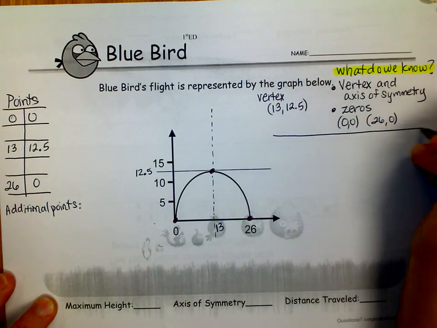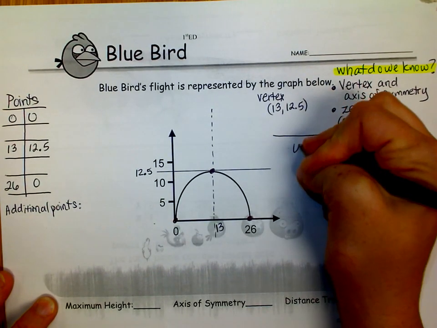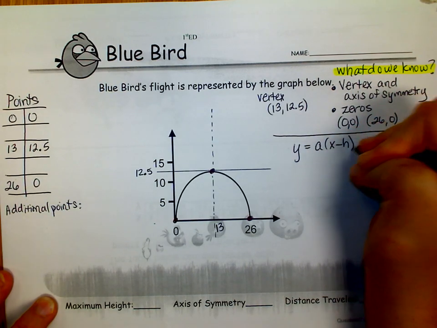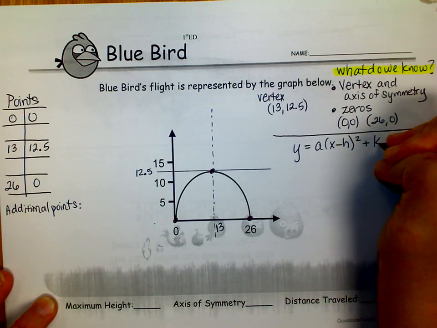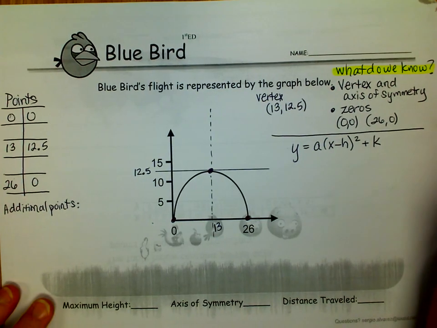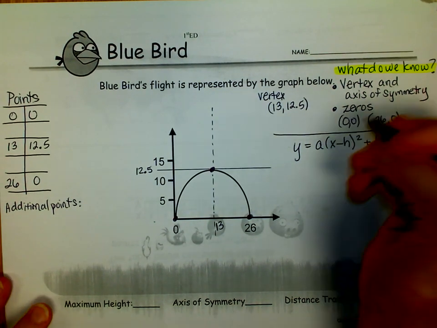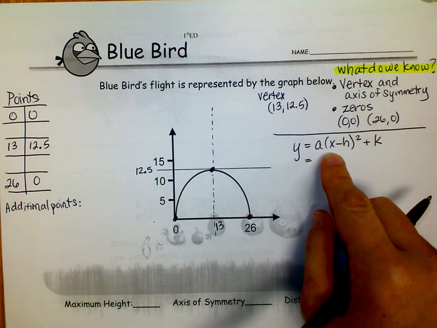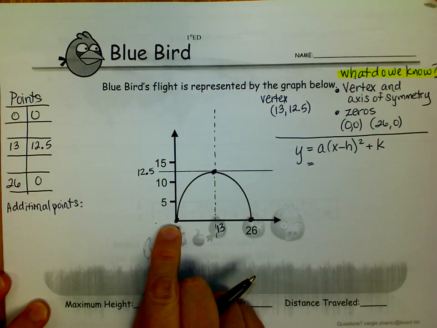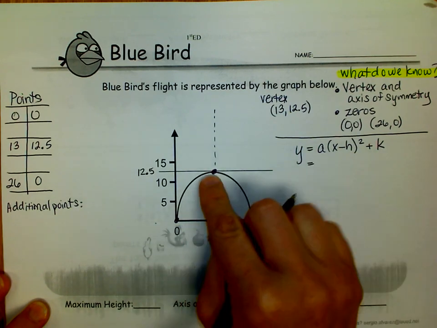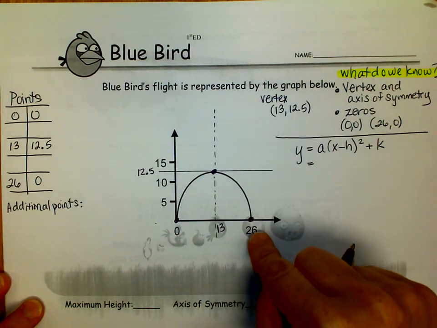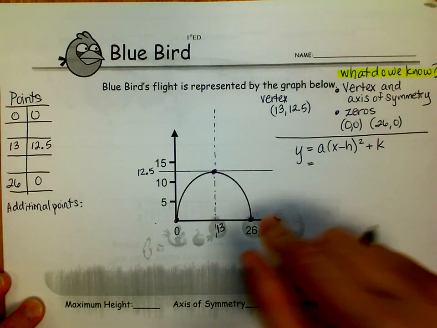So if you remember, the vertex form of a quadratic equation is y equals a times x minus h squared plus k. And so we're going to put in the information that we do have. We do know an x and a y value for sure. We know that 0, 0 is one of the points on this graph. And we know the vertex is at 13, 12.5. So let's go with those just to make this a little simpler than trying to put in that 26 for our x value.